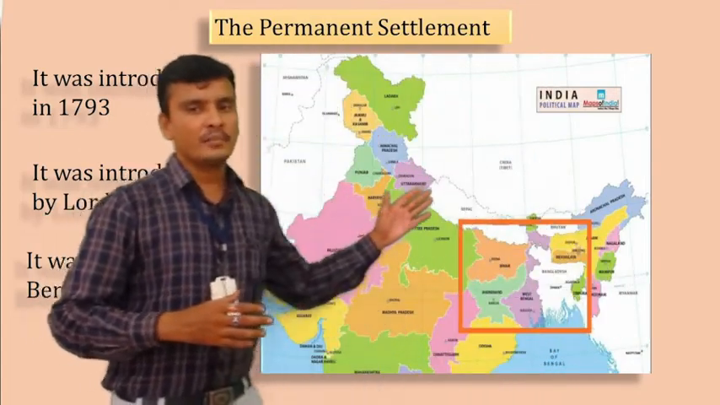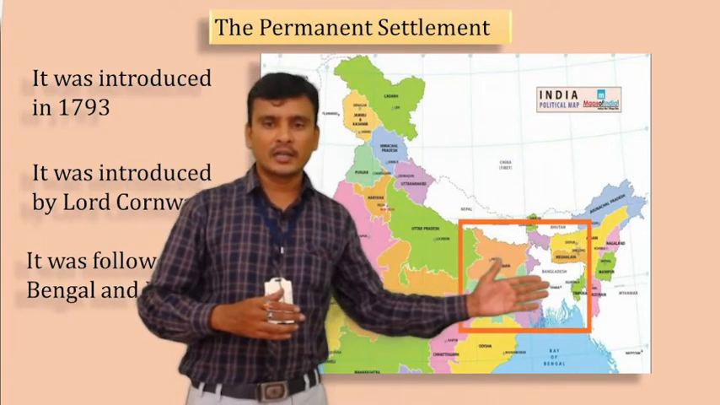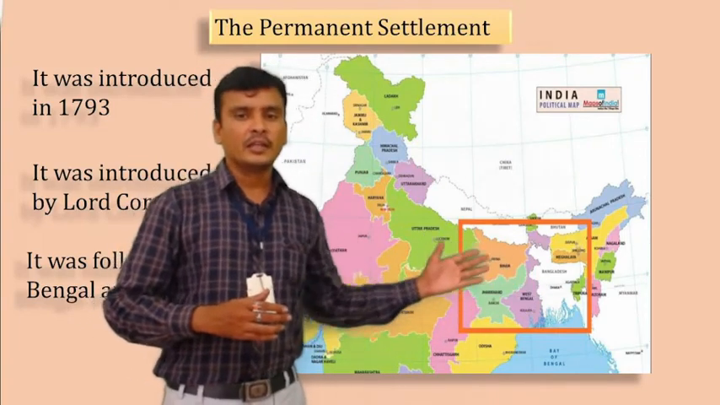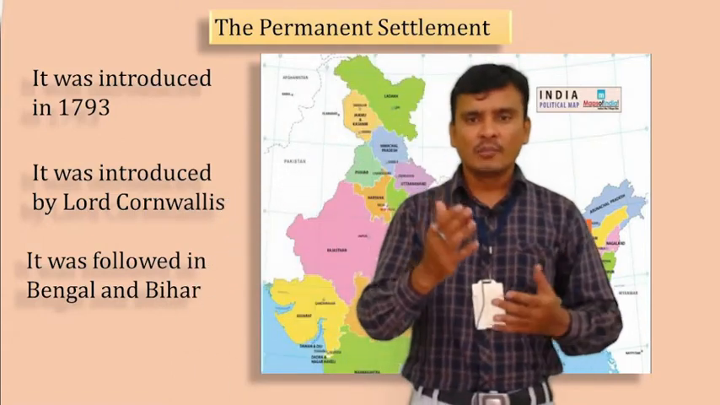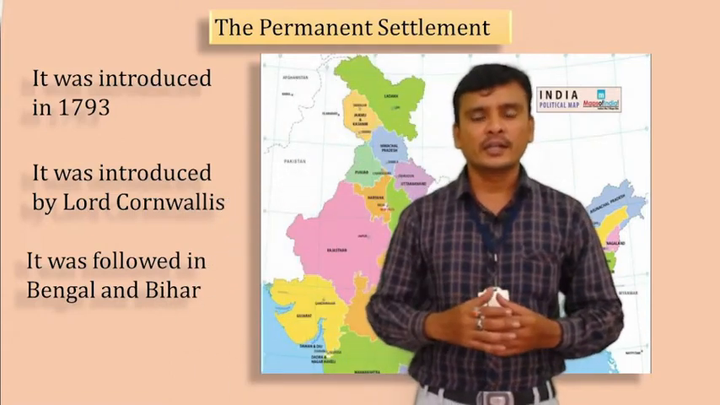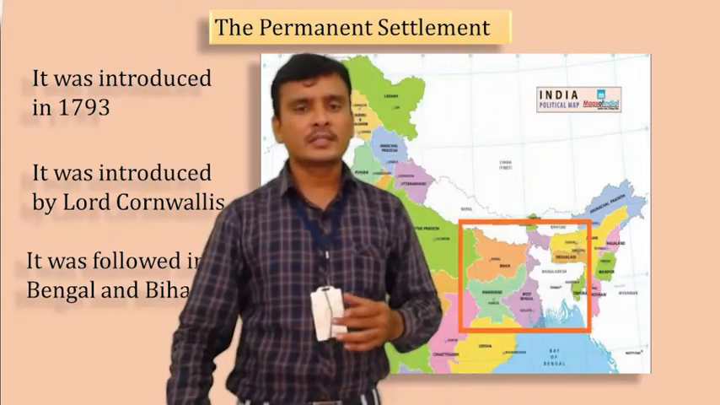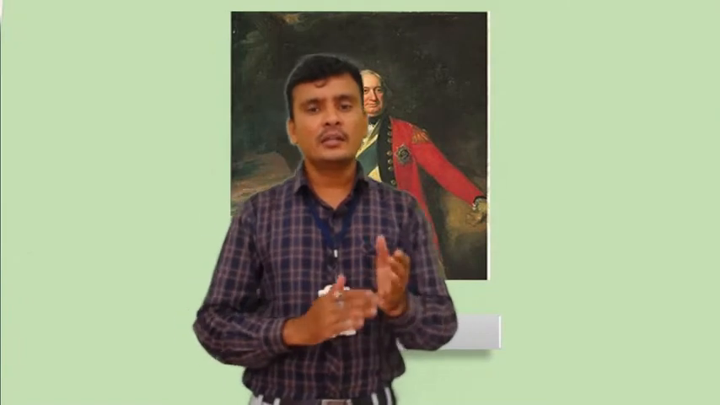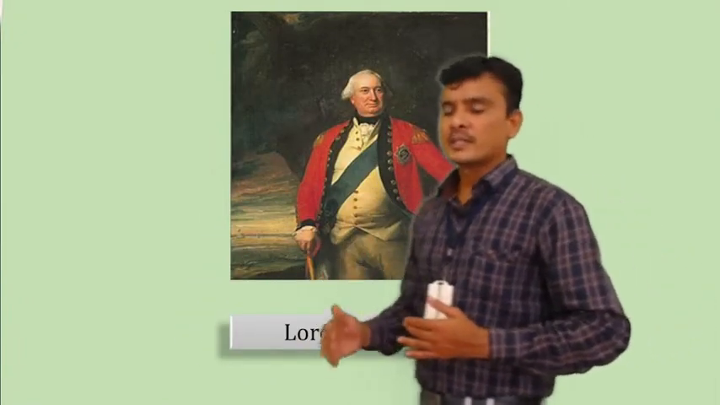You can see in the map, today's Bengal means West Bengal, Bangladesh, Bihar and Jharkhand. In these three states and one country, Bangladesh, which was earlier part of India. So in this region it was introduced in 1793, and Lord Cornwallis was the one who introduced the Permanent Settlement.